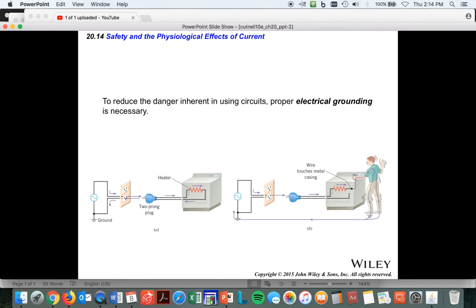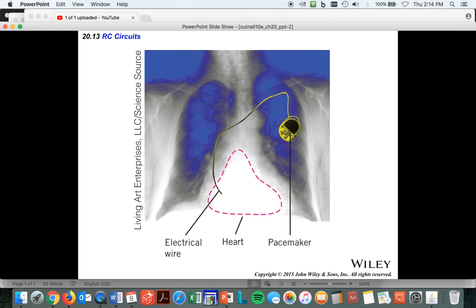There's a pacemaker. We're actually going to do a pacemaker problem. All right, that's it. Now let's do some problems.